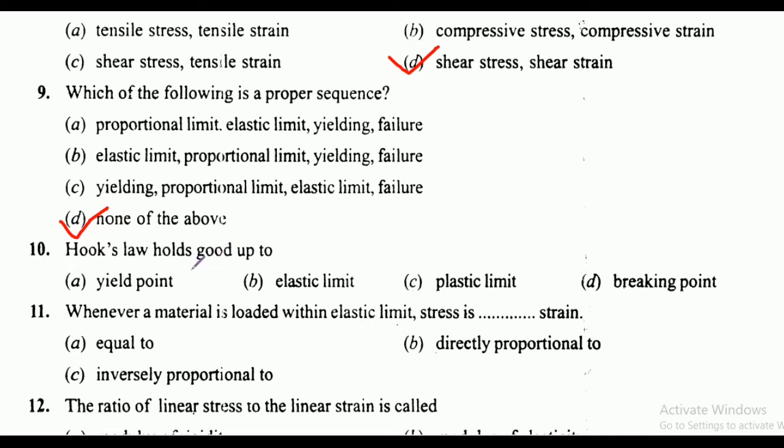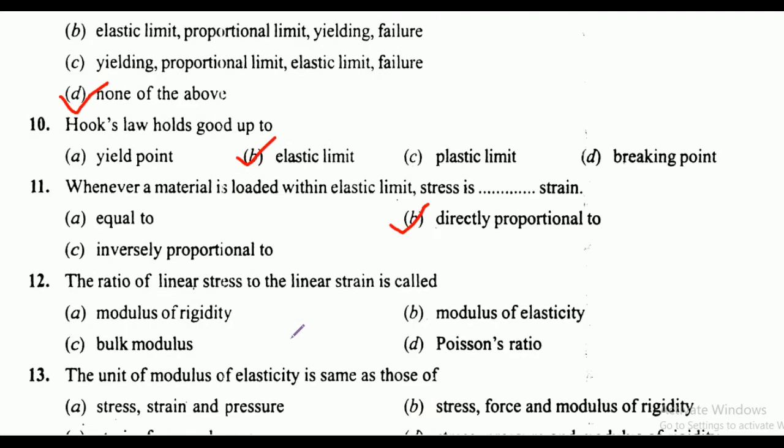Now next is Hooke's law holds good up to. Here friends, options are yielding point, elastic point, plastic limit, breaking point. So here friends, correct answer is option B, that is up to elastic limit. Hooke's law holds good up to elastic limit. Okay, next is whenever a material is loaded within elastic limit, stress is dash strain. Here friends, options are equal to, directly proportional to, inversely proportional to. So here friends, correct answer is option B, that is stress is directly proportional to strain.